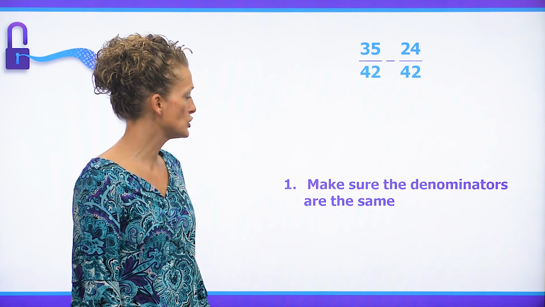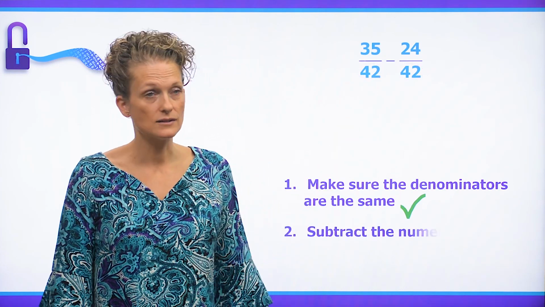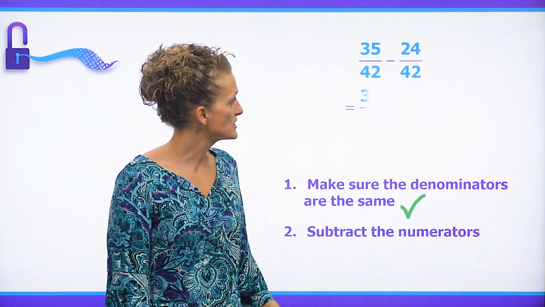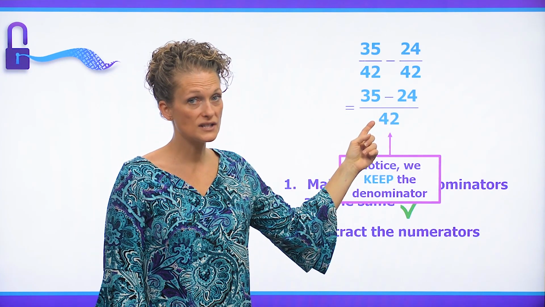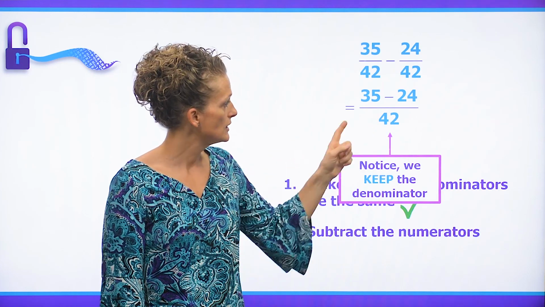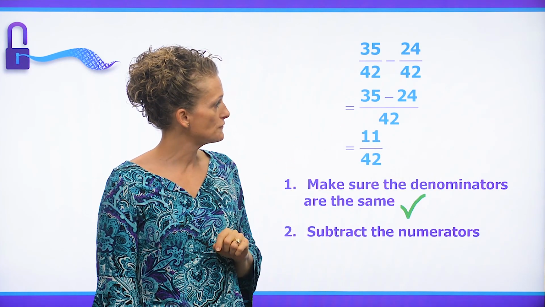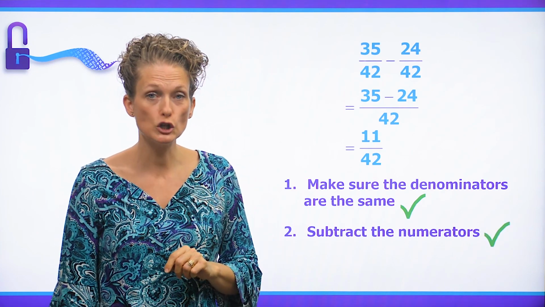We have 35 over 42 minus 24 over 42. So again, we make sure the denominators are the same, which is what we just did. So that step is done. Subtract the numerators. So it's 35 minus 24. Again, notice that the denominator is the same. Never add or subtract denominators. Go ahead and subtract. 35 minus 24 is 11, so we end up with 11 over 42.